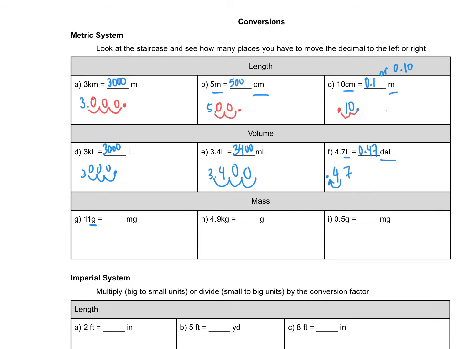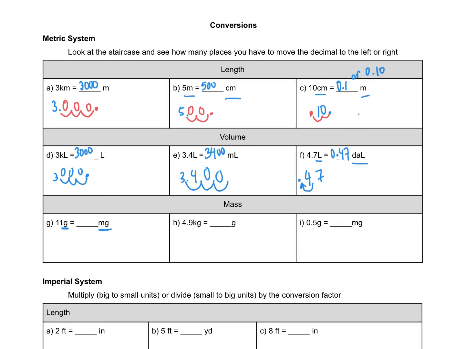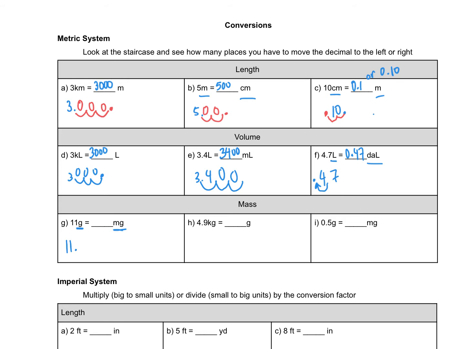Mass, grams to milligrams. Grams are here, milligrams are here. 1, 2, 3 steps down, which is heading towards the right. So here's 11. 1, 2, 3. Fill in your zeros. So as you're going to a smaller unit of measure, like milligrams, centigrams, whatever it may be, your number will get larger because you're adding more zeros.